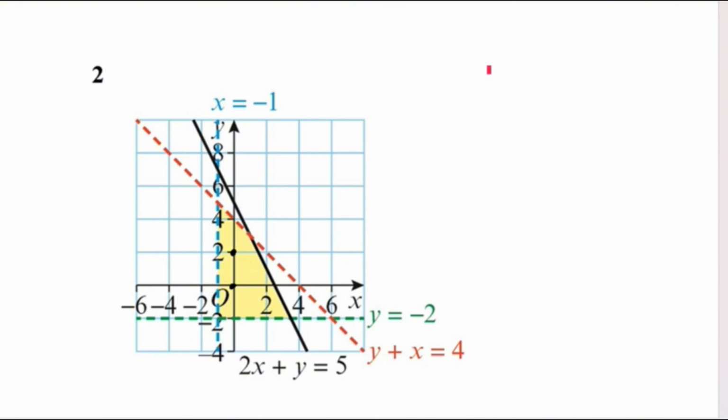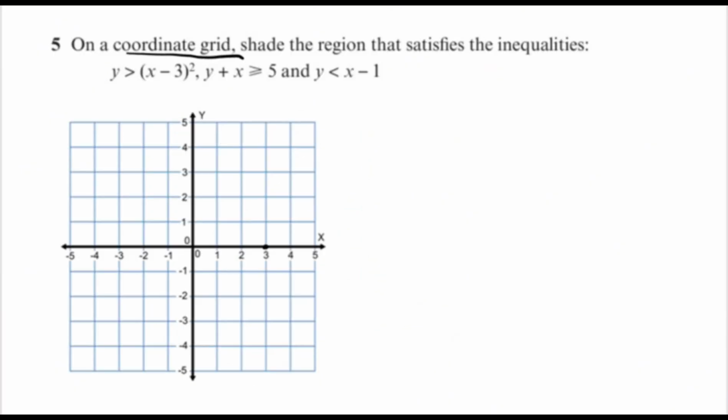Let's move to next question. On the coordinate grid, shade the region that satisfy inequalities. We have 3 inequalities here. First is a quadratic, these two are linear. First, to draw, we have to find the coordinate.